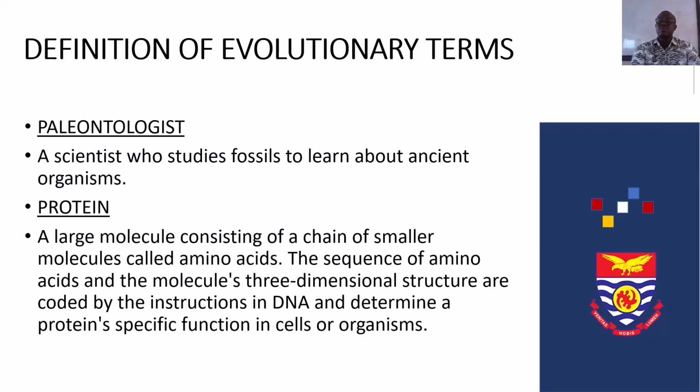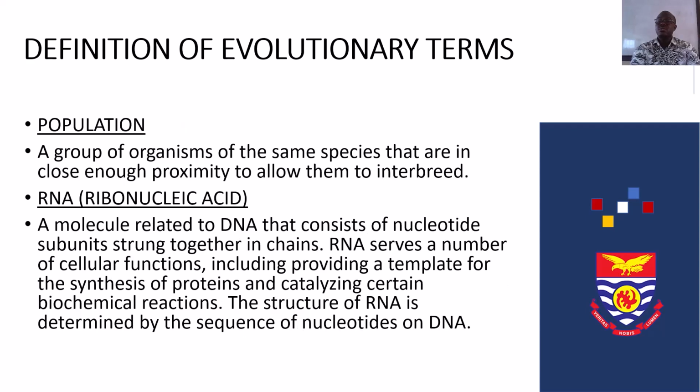Paleontologist: a scientist who studies fossils to learn about ancient organisms. Protein: a large molecule consisting of a chain of smaller molecules called amino acids. The sequence of amino acids and the molecule's three-dimensional structure are coded by the instructions in DNA and determine a protein's specific function in cells or organisms. Population: a group of organisms of the same species that are in close enough proximity to allow them to interbreed.